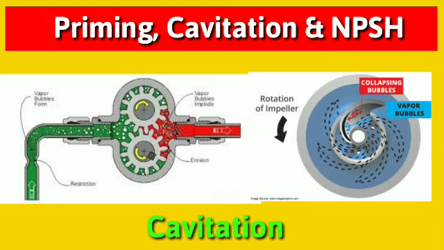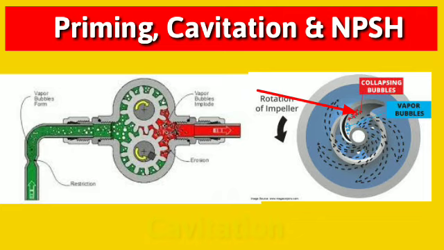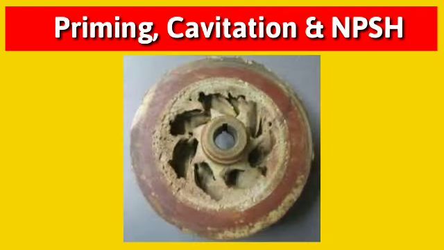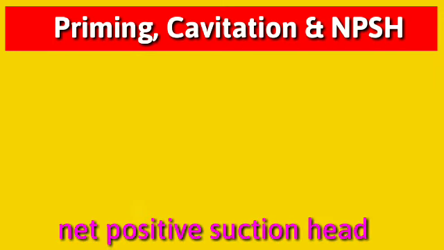So when these bubbles move towards the discharge side, the pressure will increase and the bubbles will start bursting. When they burst, they will impinge on the components of the pump, like the casing, the impeller and the mouth ring. Because of this impingement of bubbles, there will be pitting on the metal surface. This is called cavitation. So in simple words, deterioration of the metal due to bubble formation in the liquid is called cavitation.